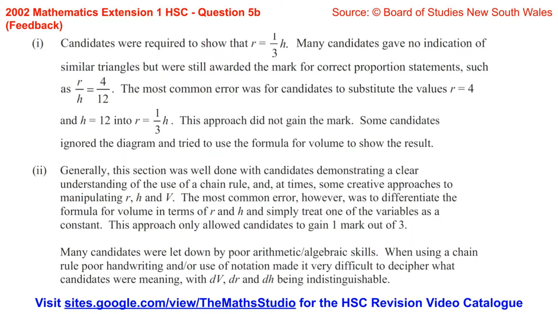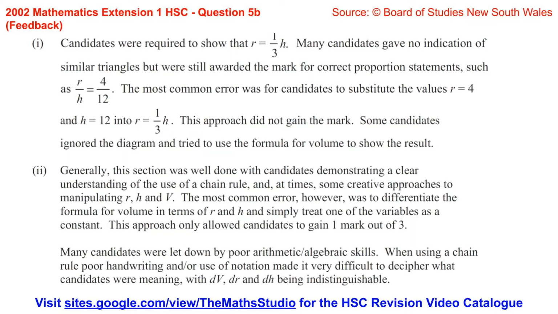Some candidates ignored the diagram and tried to use the formula for volume to show the result. For part 2, generally this section was well done, with candidates demonstrating a clear understanding of the use of a chain rule and at times some creative approaches to manipulating r, h and V. The most common error, however, was to differentiate the formula for volume in terms of r and h and simply treat one of the variables as a constant. This approach only allowed candidates to gain 1 mark out of 3.